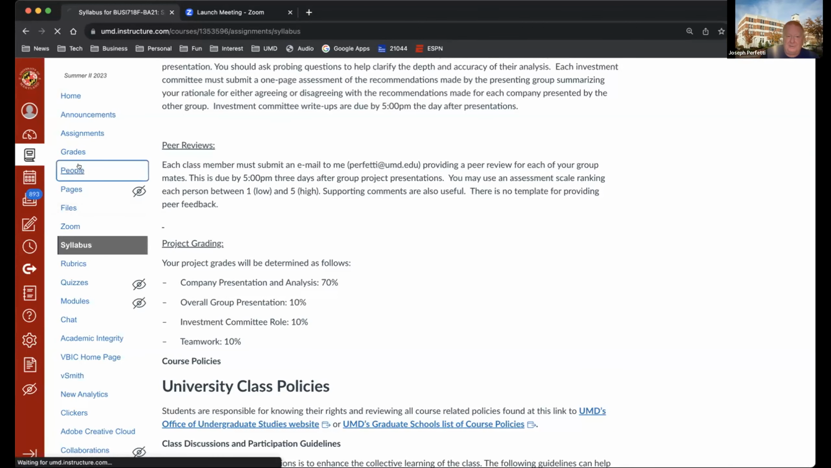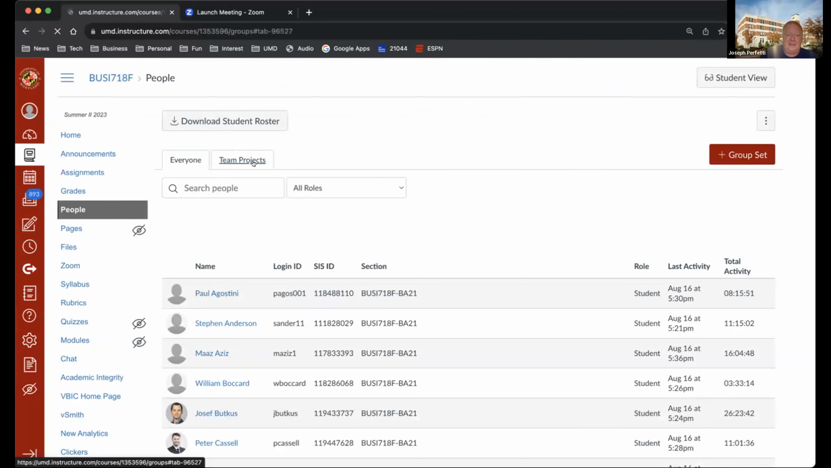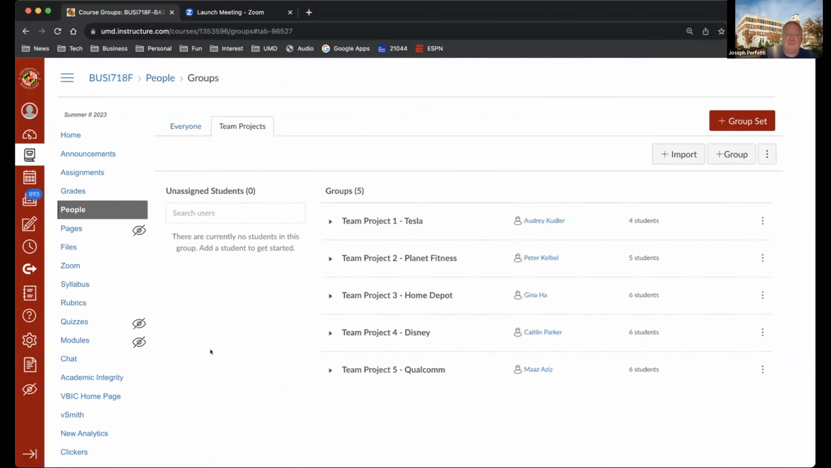Team to team. So to be more specific, and I'll post an announcement about it, but it's going to be pretty straightforward. You're basically going to evaluate the team above you. So for example, Tesla is going to be presenting for 20 minutes, and the team of Planet Fitness is going to serve as the investment committee / sell side analyst role for the Tesla presentation. So at the end of the 20 minutes, Planet Fitness will have 10 minutes to have a Q&A with Tesla about what Tesla said in the 4 sections, asking them a Q&A about the content.